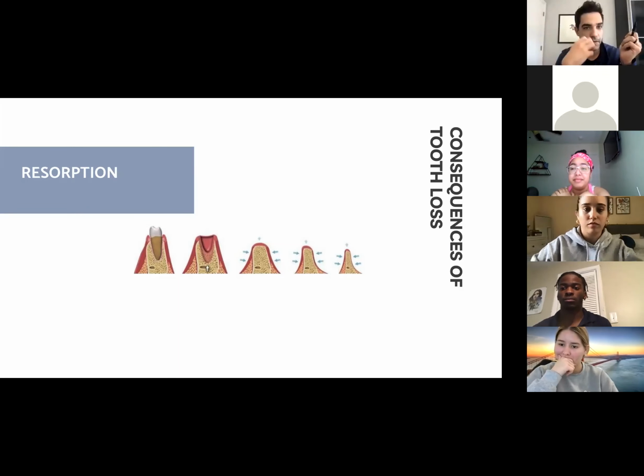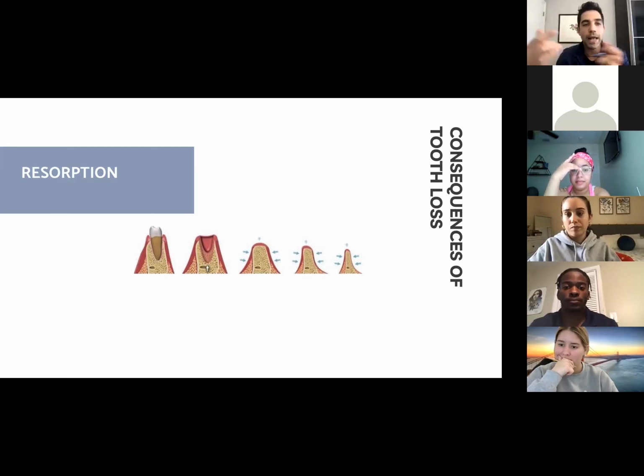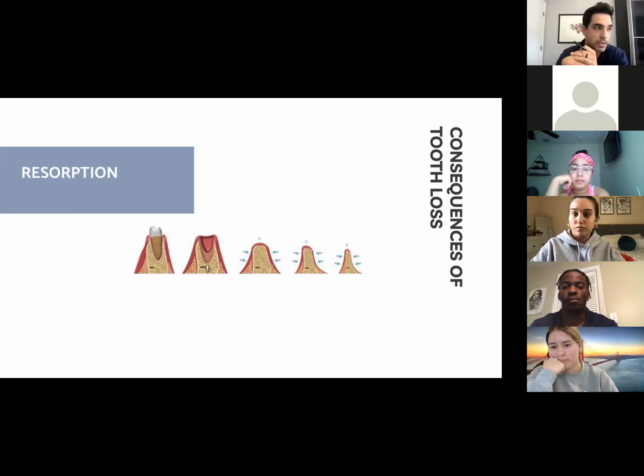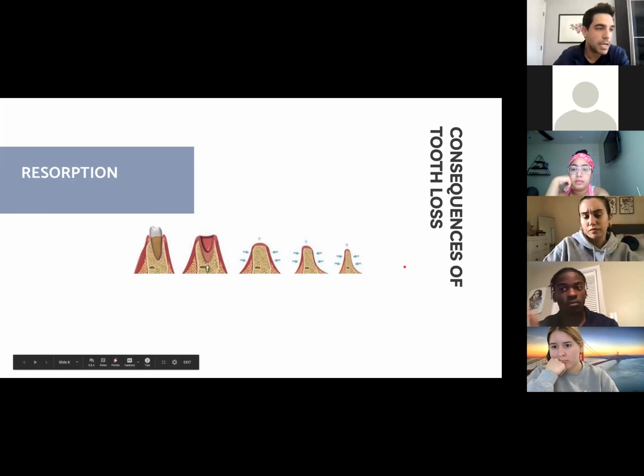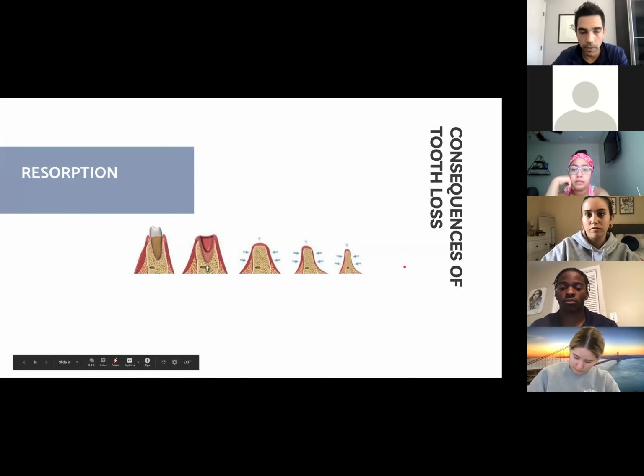You're having a piece of your body amputated, removed, right? Like, it's a big deal. But let's talk about what happens when we do take teeth out. What are the consequences? Number one, resorption. This is a term that we need to know well, and we need to know what happens really, really well.